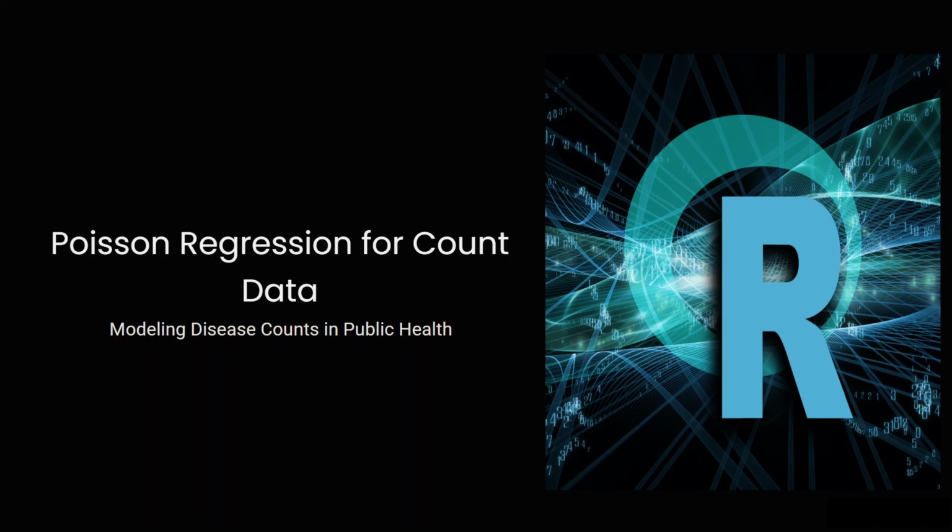In previous videos, we learned how to model continuous outcomes using linear regression and binary outcomes using logistic regression. However, many public health datasets involve counts of events, such as the number of hospitalizations or reported disease cases. For these types of outcomes, we often use Poisson regression, which is specifically designed for modeling count data.